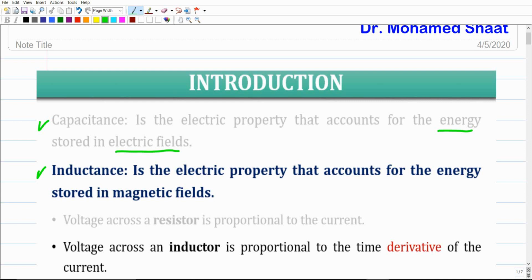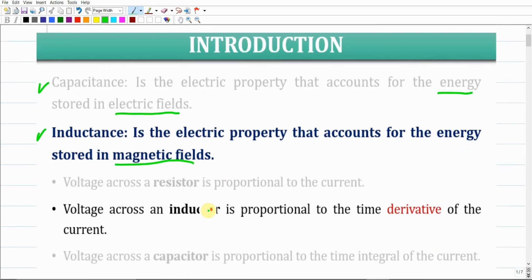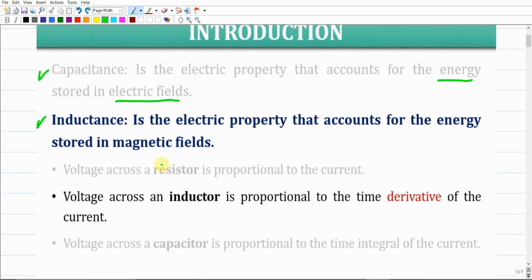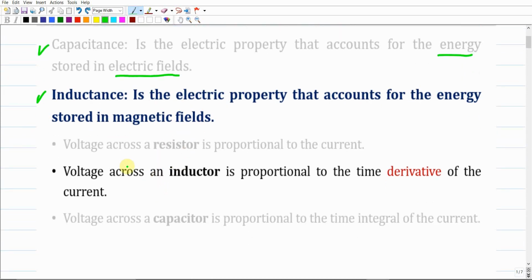So here the capacitance is the store of energy, and this energy is electric energy that comes due to the electric field. But the inductance, or the inductor, stores energy that is generated due to a magnetic field. So there is a relation here between the electric energy, or electricity, and the magnetism that should be considered through the inductance.